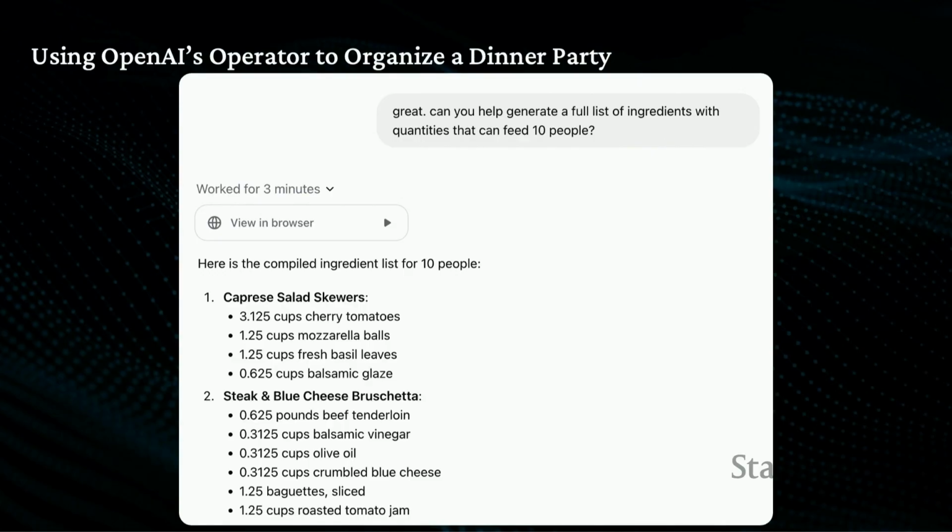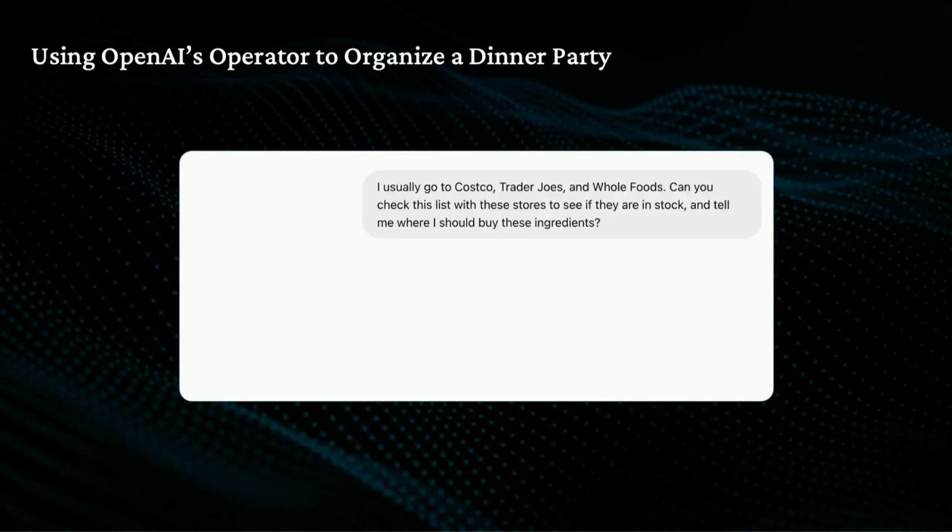I wasn't very happy with the menu, to be honest, but I was just trying to keep it going to see where things will break, right? So I asked it to generate a list of ingredients, and I also wanted it to help me check whether these ingredients are in store, for example, in Costco or Whole Foods. So I basically gave this prompt, and then I went to grab lunch.